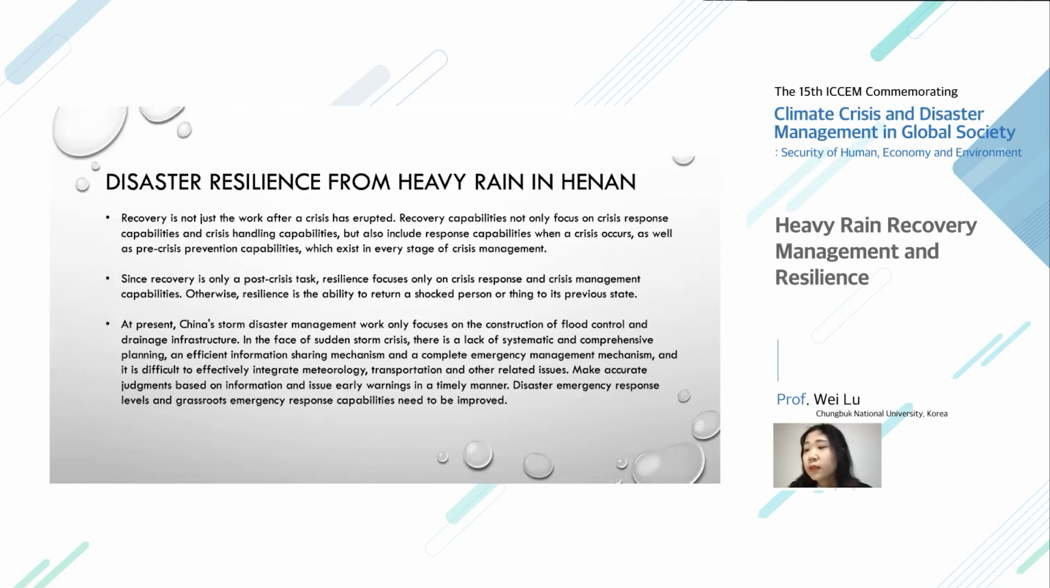So I will introduce the disaster resilience from heavy rain in Henan. Since recovery is only a post-crisis task, resilience focuses only on crisis response and crisis management capabilities. Otherwise, resilience is the ability to return a shocked person or thing to its previous state. Looking at the Henan heavy rain recovery phase, some of the problems revealed are our awareness of how to increase resilience in the future heavy rain crisis.